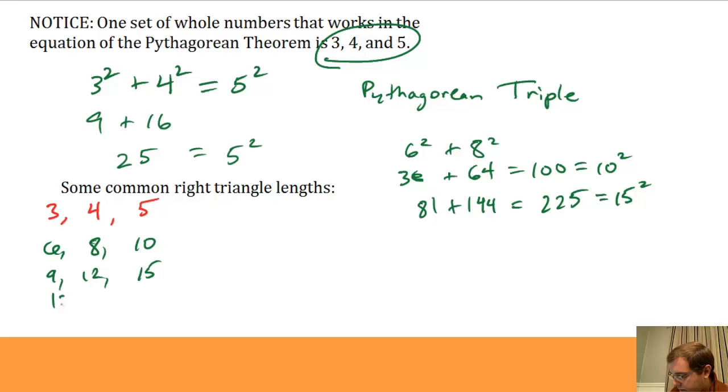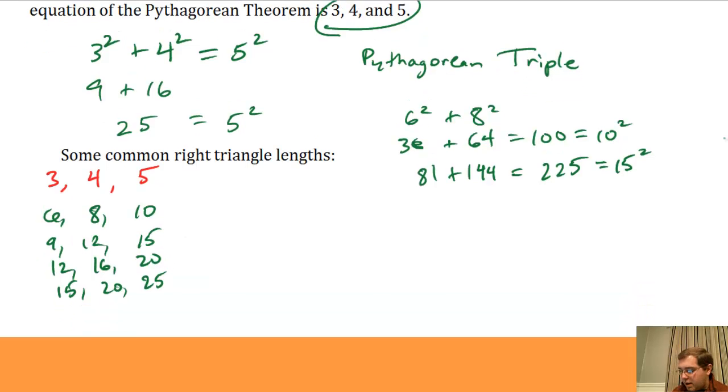Similarly, 12, 16, and 20 works. If I multiply 3, 4, and 5 by 4, or by 5, 15, 20, 25 works. I can multiply them all by 10, 30, 40, 50 works. Any combination of 3 numbers that are in the ratio of 3, 4, and 5, any constant multiple of the combination of 3, 4, and 5, would satisfy the equation of the Pythagorean theorem.